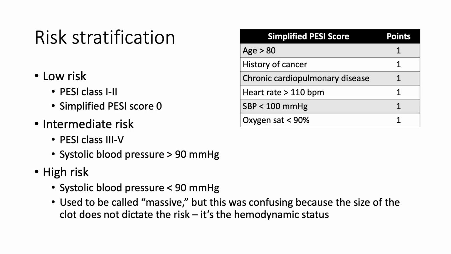So patients with a PESI class 1 or 2 are considered low risk and they're appropriate for outpatient treatment usually. You can also use a simplified PESI score. So as long as they have a score of 0 for that, they're okay for outpatient treatment.